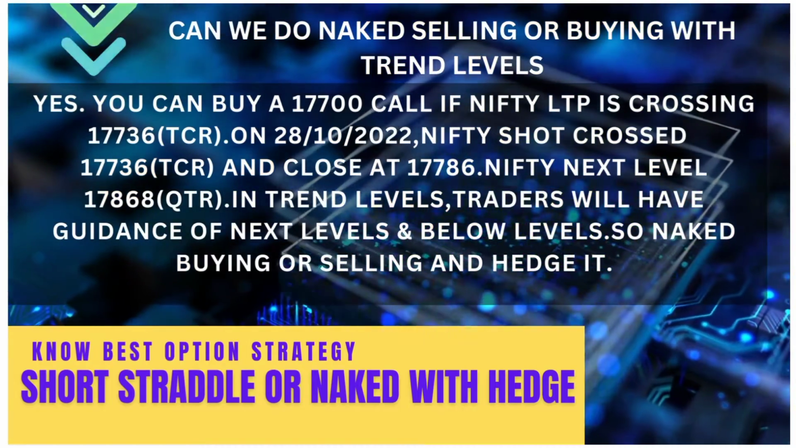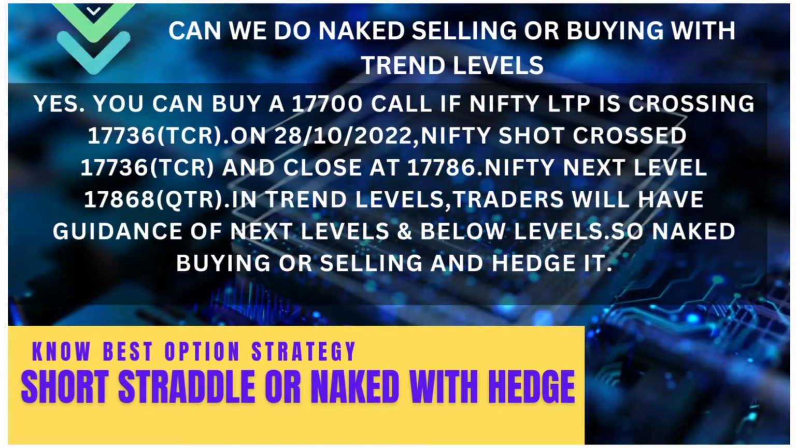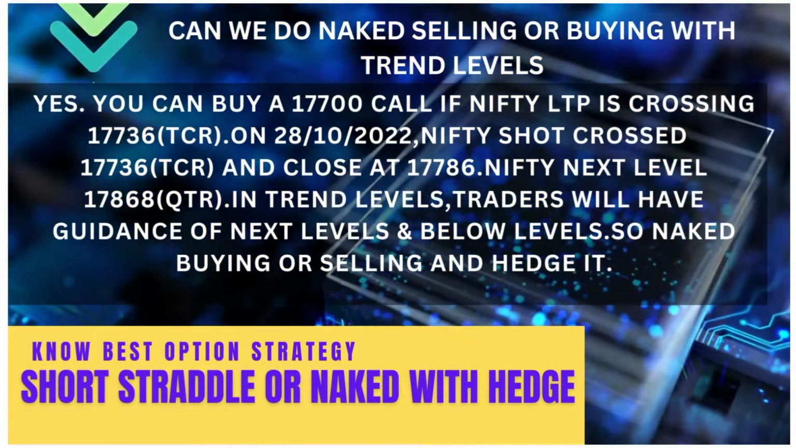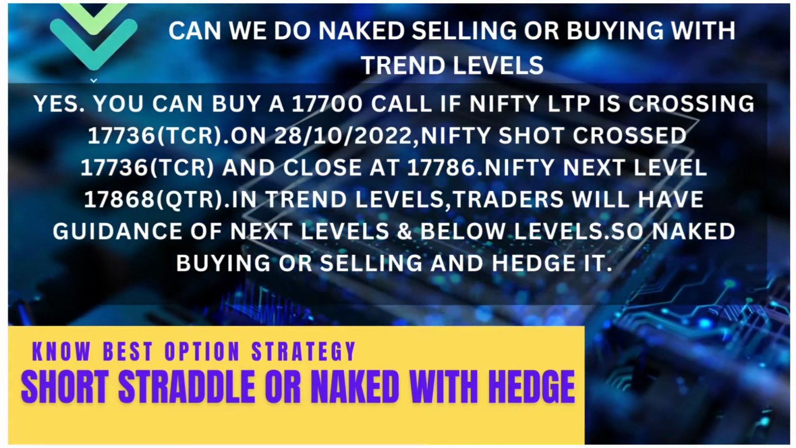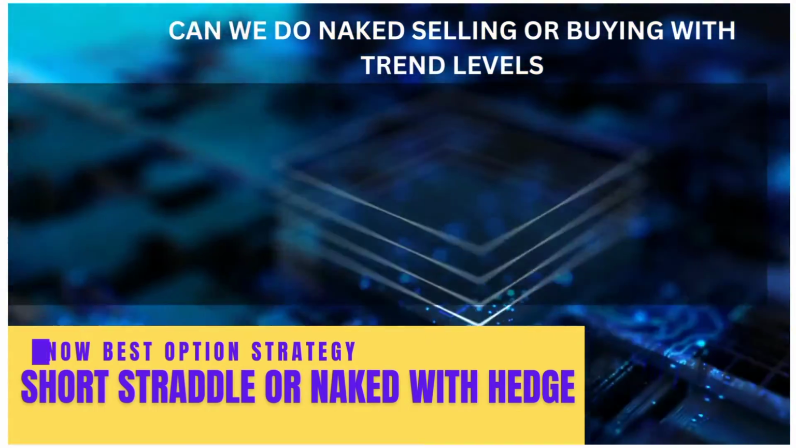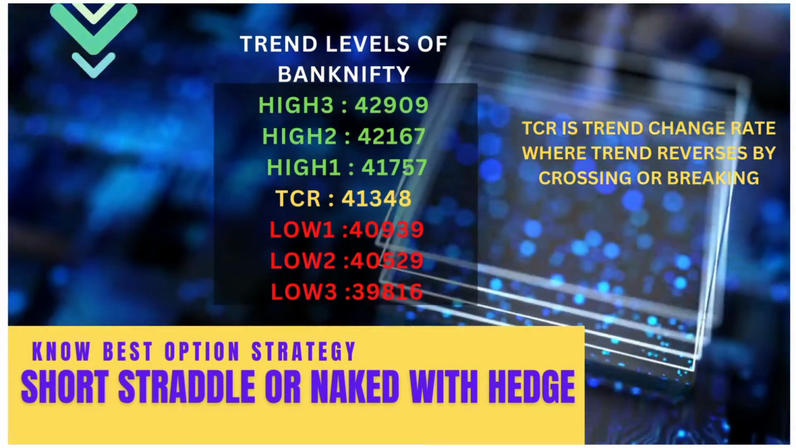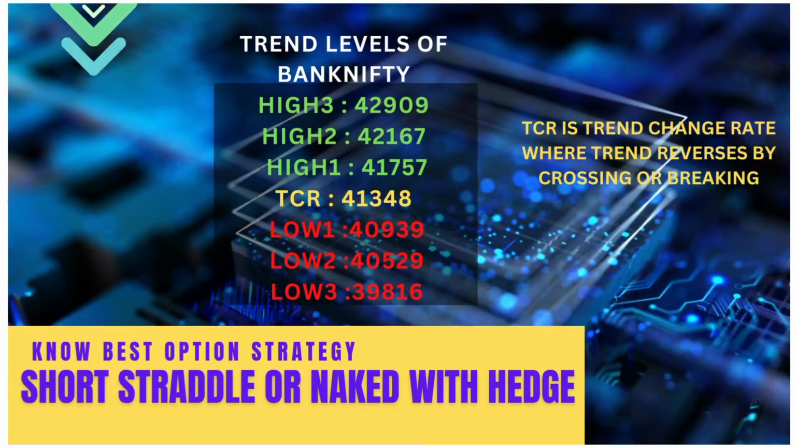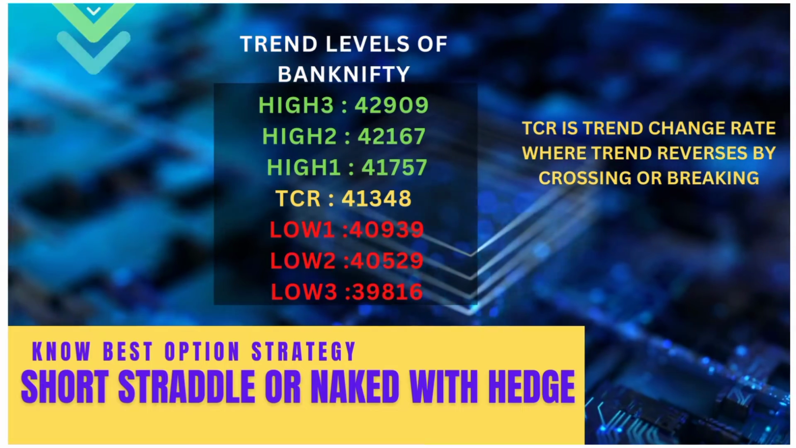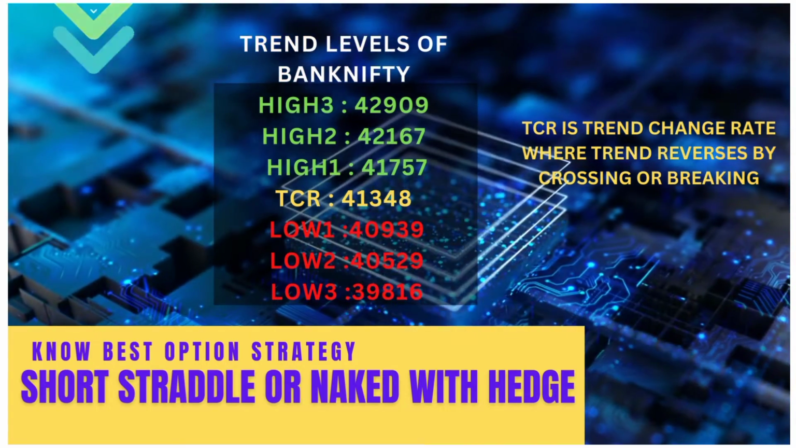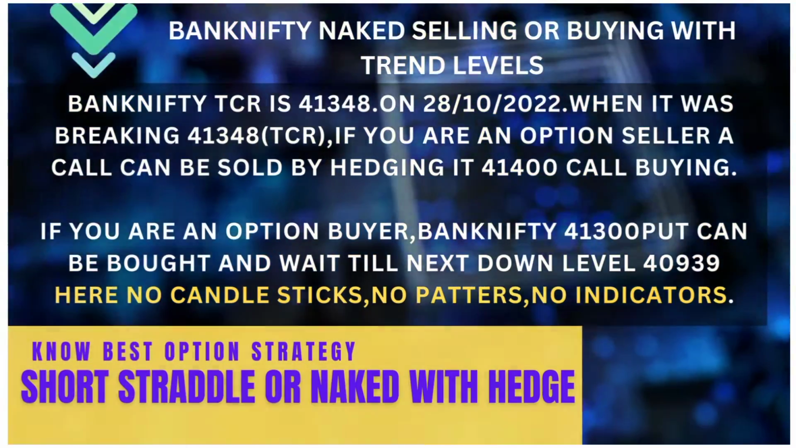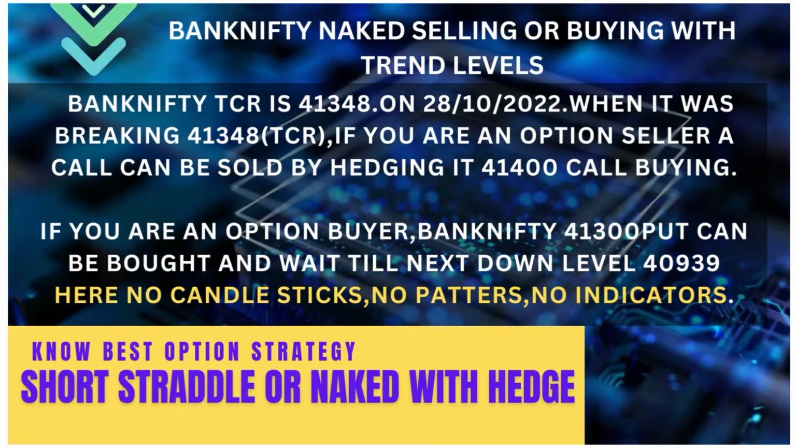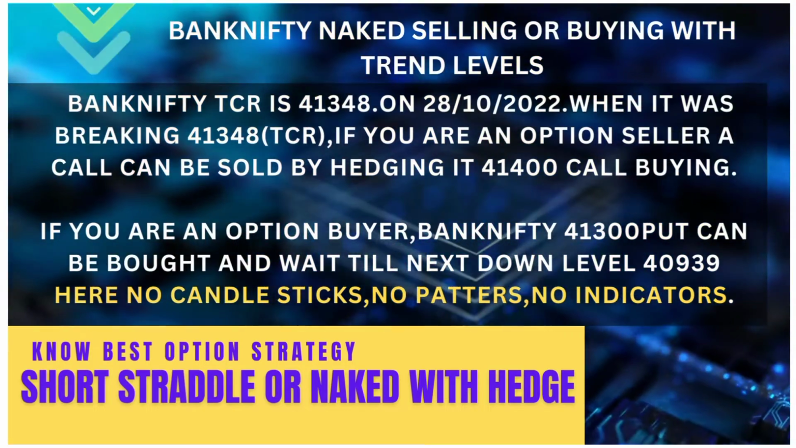If you see yesterday, 17,736 was the trend change level. When it crossed in the last hour, it shot up by almost 60-70 points. Imagine if you sold a 17,700 put, or bought a 17,000 call, what would the situation have been for you yesterday? Similarly, 41,348 is the trend change level of Bank Nifty. When it broke yesterday morning, it fell almost to the first level. So you watch these trend levels, use them, and simply go for naked trading, naked buying or selling.